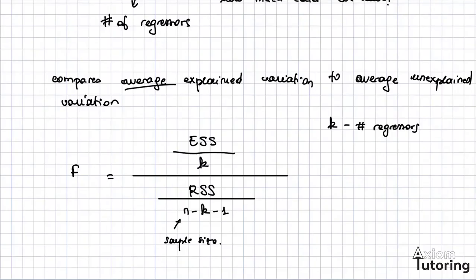If the model explains a lot of the variation per regressor and leaves little variation per degree of freedom, the F statistic obviously will be large. And that makes the null hypothesis, which was all slopes are zero, hard to believe. Instead, a small F statistic means that the model barely improves on that benchmark mean.